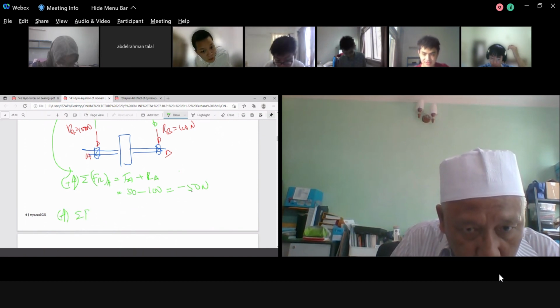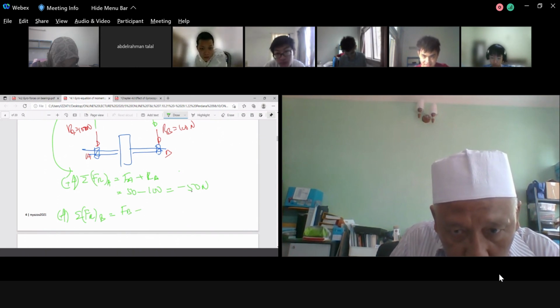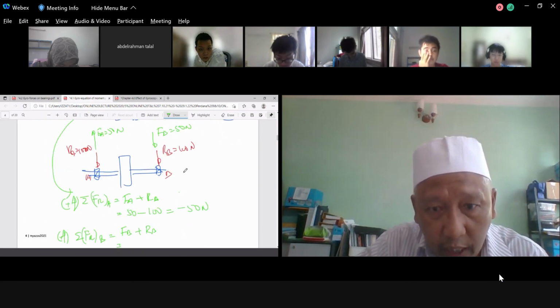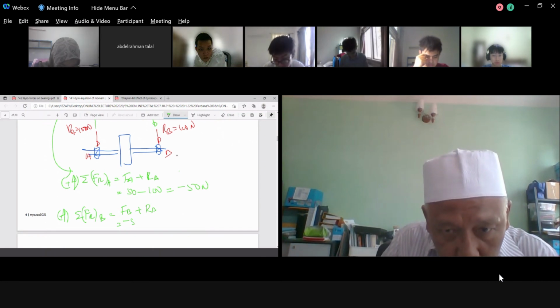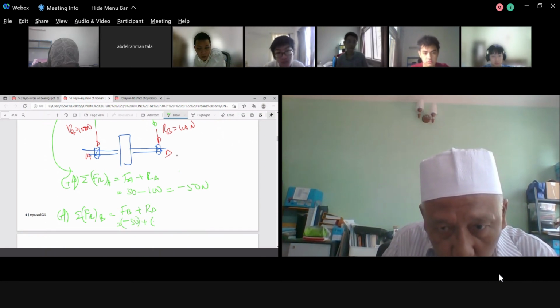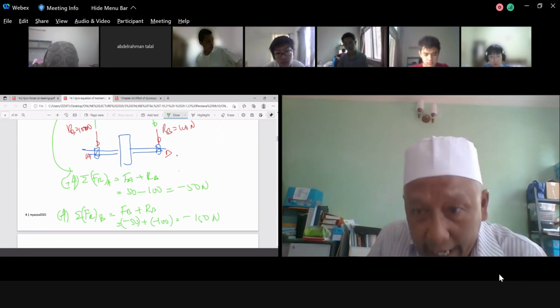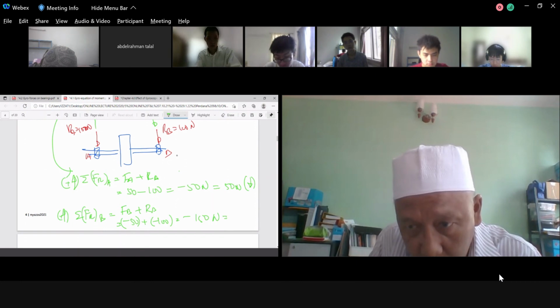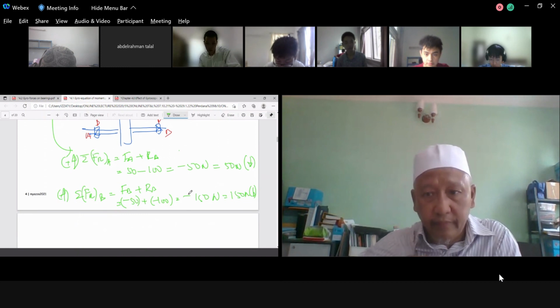You do another time, pointing upward positive. Summation of F resultant for B is equal to FB plus RB. FB is pointing downward. We have negative 50 plus negative 100, you will have this one negative 150 Newton. And you can put it as 150 Newton pointing downward. Am I correct or not? Yes or no?